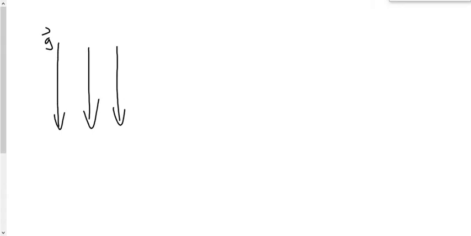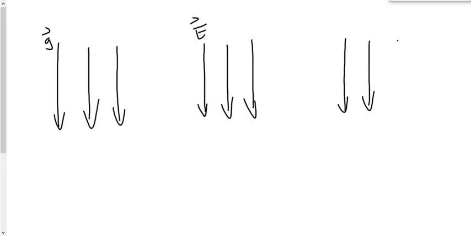All right, I want to draw three different types of fields here. The first field is going to be a downward field, and it's going to be a gravitational downward field. The second field that I'm going to draw is going to be an electric field, also downwards. And the third field that I'm going to draw is going to be a magnetic field, also downwards.